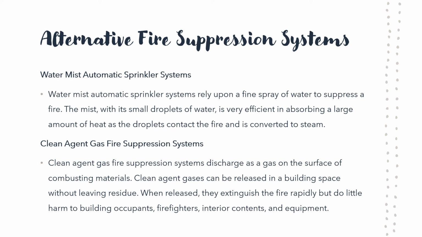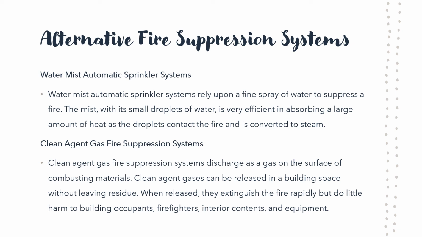We also have alternative fire suppression systems because the traditional sprinkler system can use a lot of water to suppress the fire. One example is the water mist automatic sprinkler system, which relies upon a fine spray of water to suppress fire. The mist, with its small droplets of water, is very efficient in absorbing a large amount of heat as the droplets contact the fire and are converted to steam.